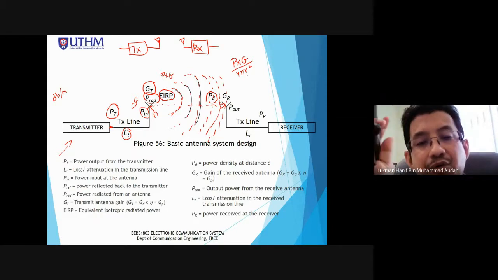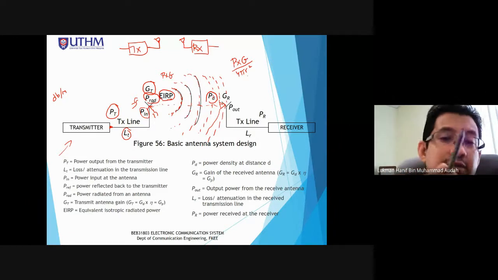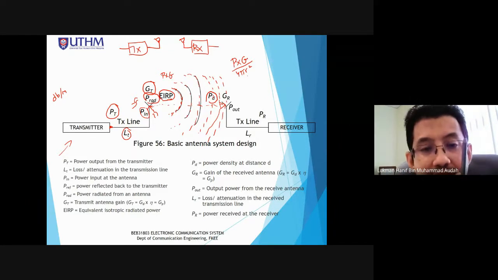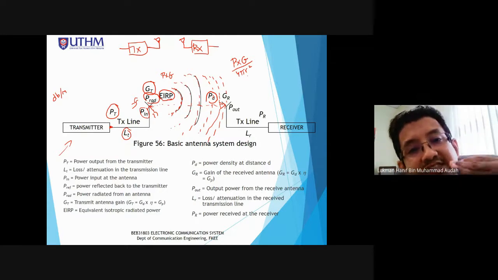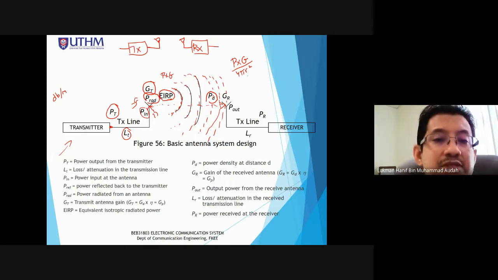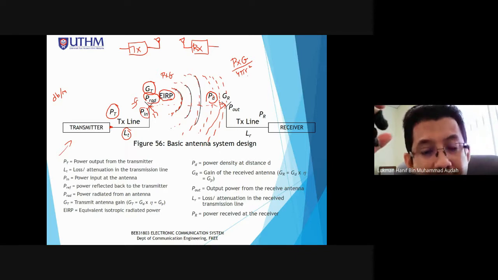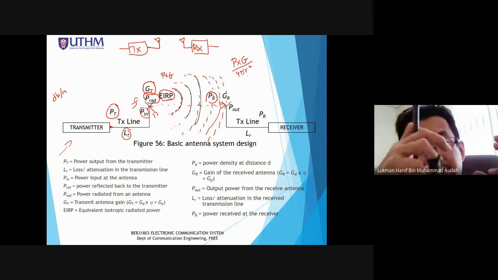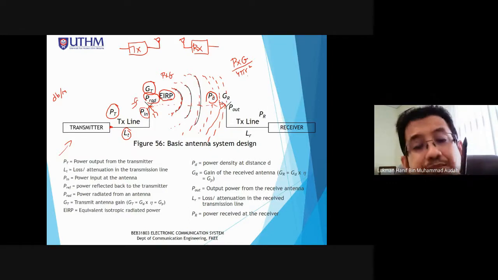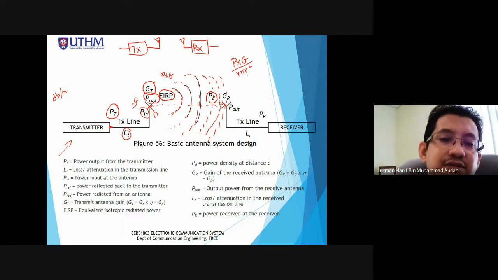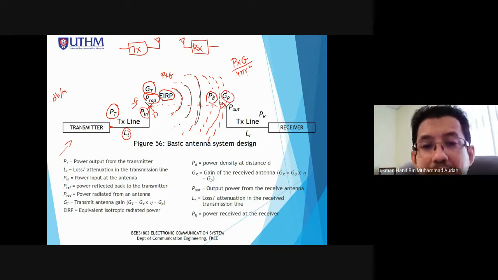So PD, power density, menggambarkan kekuatan gelombang elektromagnet tersebut. Okay, ideally we want the power density to be as high as possible. Okay, kita inginkan power density sebesar yang mungkin. Okay, kalau power density besar bermakna dia punya strength, the strength of the wave is very good at the receiver. Okay, kekuatan dia sangat kuat. It's good. So at the receiver antenna has a gain of GR.